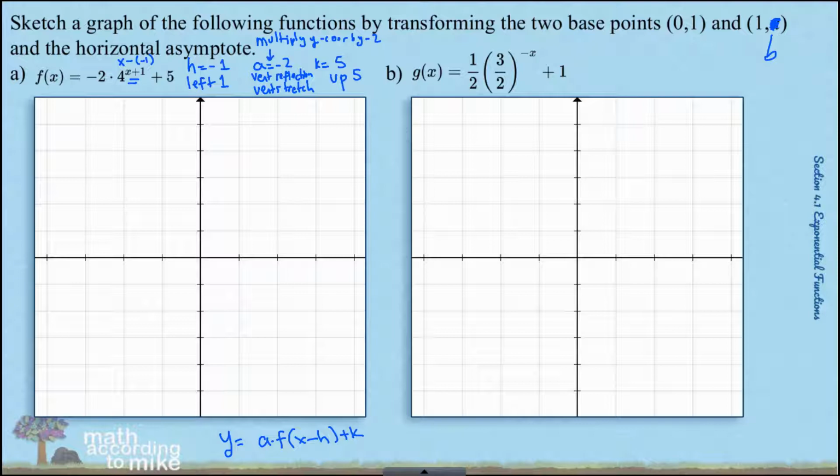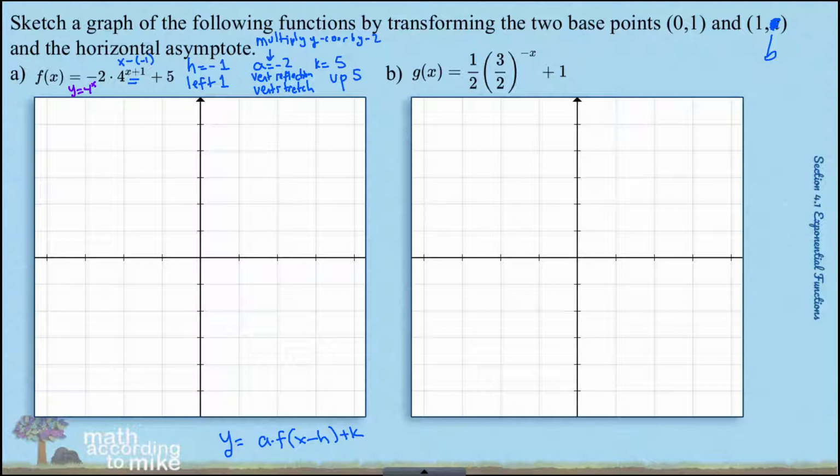Now our non-transformed function here, I'm going to do it in a different color, is y equals 4 to the x. I'm a little freaking out now because this is not going to fit on our graph. I did not plan this very well. Let me think about it. We might have to change some numbers. Let's see what happens.